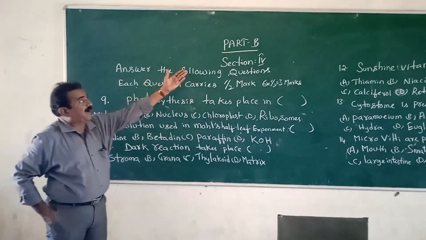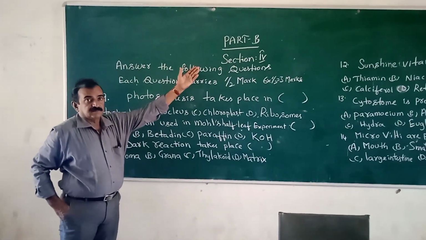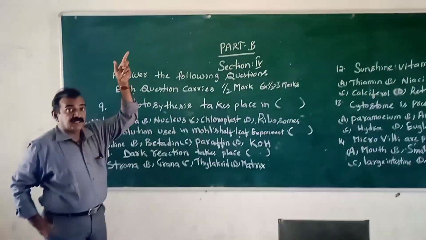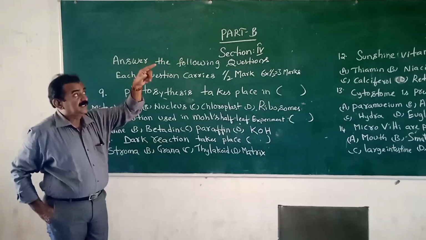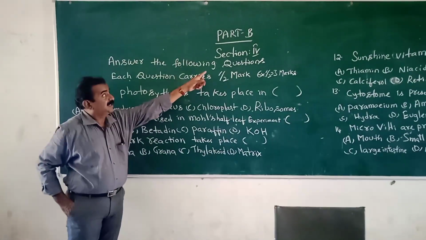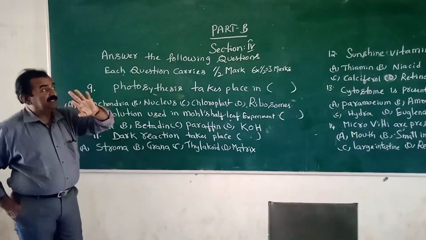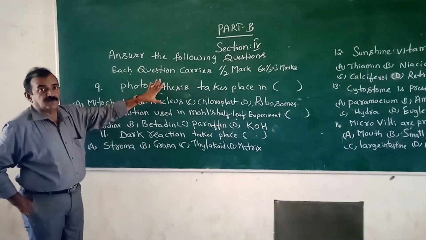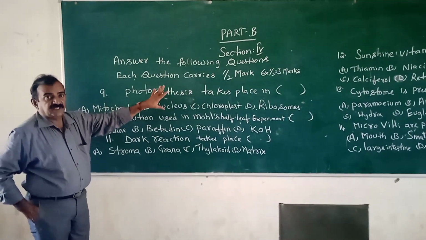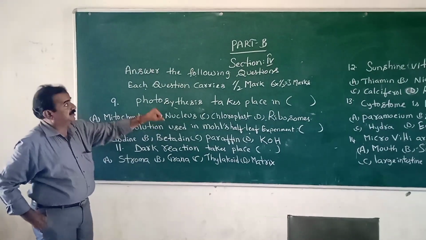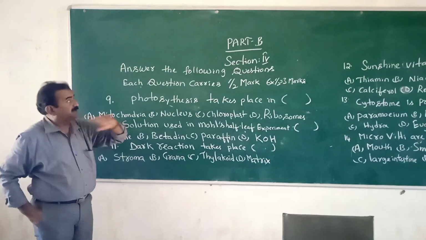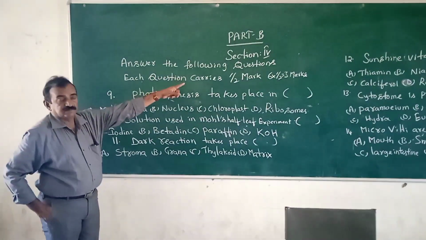Now we are discussing part B. Part A has section 1, section 2, section 3. Now we are discussing part B, section 4. And this section 4 consists of MCQs, multiple choice questions. How many questions are we giving? 6 questions. So answer all the following questions.